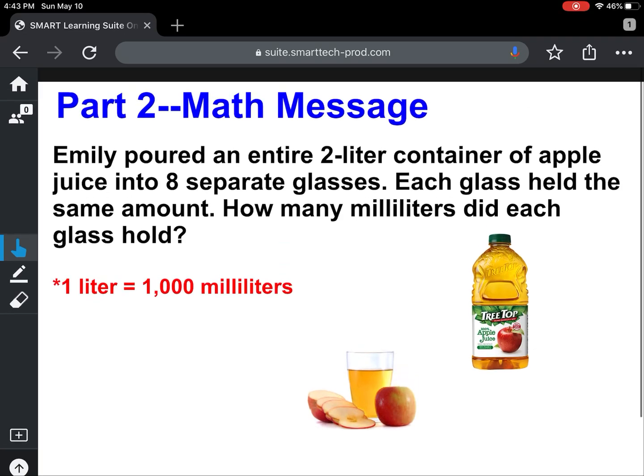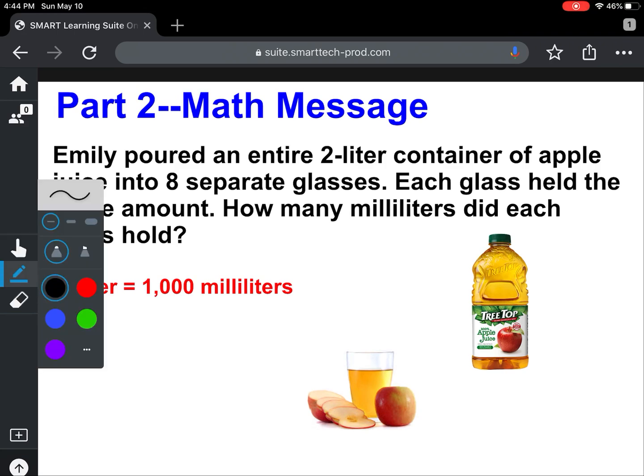Let's move on to math message. The story today for math message says, Emily poured an entire 2-liter container of apple juice into 8 separate glasses. Each glass held the same amount. How many milliliters did each glass hold?